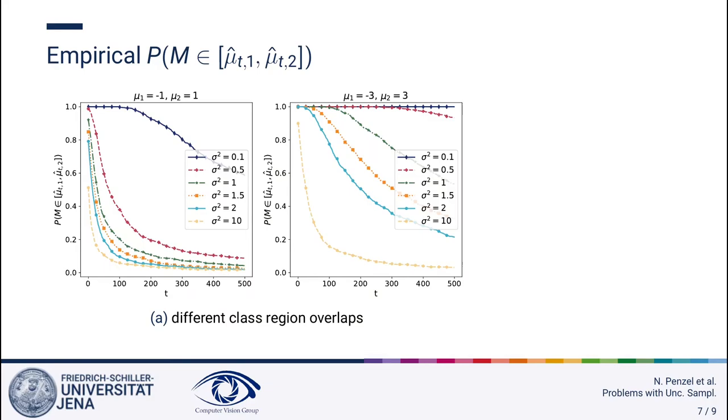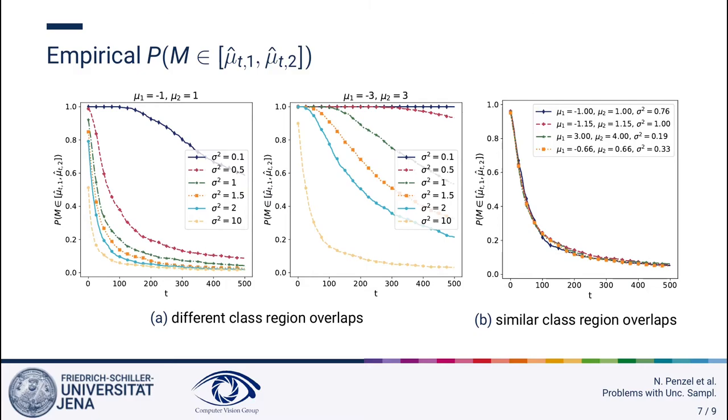Looking at different parameter configurations with varying class region overlaps, we can see that the probability that the optimum decision boundary is still achievable in time step t plummets for later time steps. We can also see that a higher class region overlap, meaning larger variance, increases the speed of convergence. Looking now at different parameter configurations with approximately the same overlap, we can see that the overlap actually defines the course of this probability. In the end, we see that for later time steps it is quite unlikely that the optimum decision boundary is still achievable.